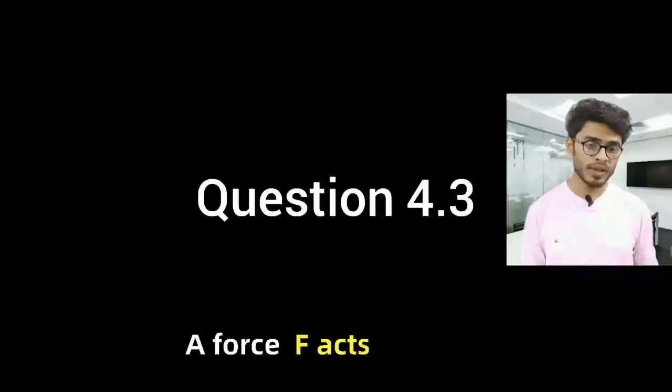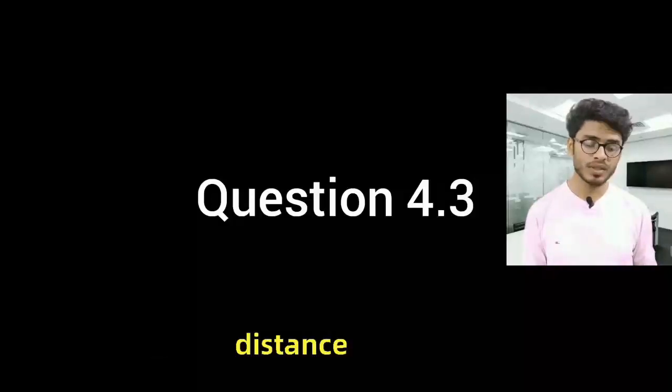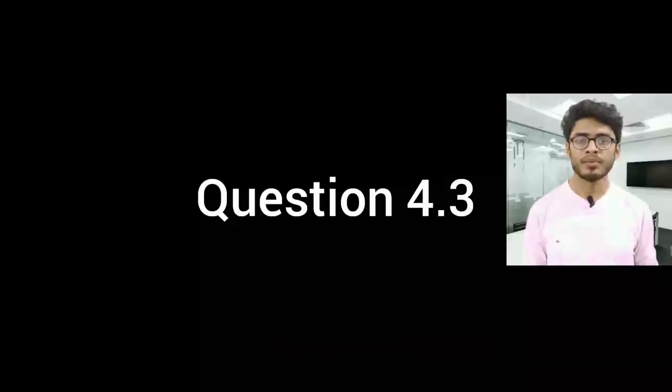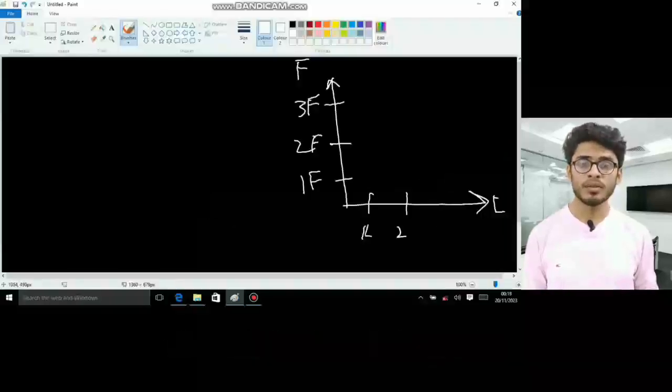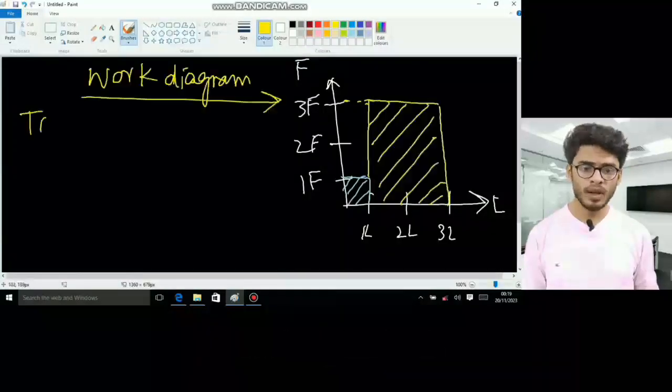A force F acts through a distance L. The force is then increased to 3F and then acts through a further distance of 2L. Draw the work diagram to the scale. The work diagram can be drawn as, and the total work also can be given as.